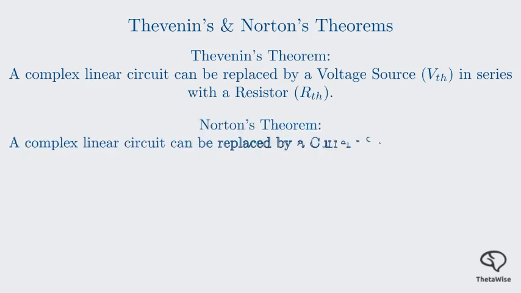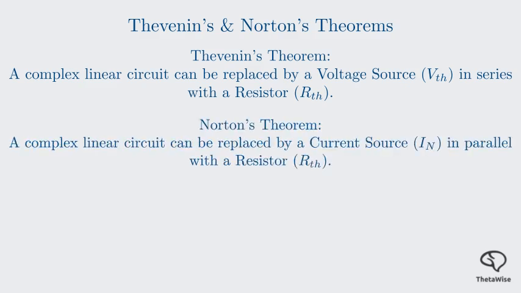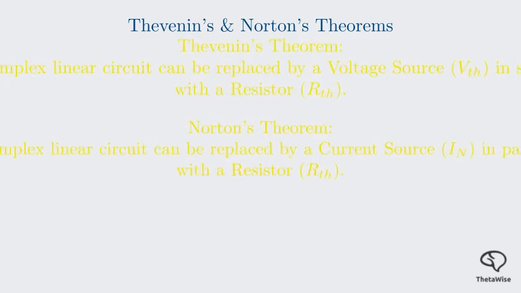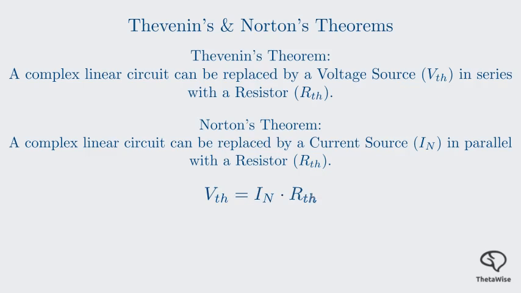So you can choose whether you want to represent the box's behavior with a voltage source and series resistor, or with a current source and parallel resistor. The beauty is that the resistor in both equivalents, Rth, is the same. It's called the Thevenin or Norton resistance. Also, since these are just different forms of source transformation, you can convert between them using Ohm's law. Vth equals In times Rth.